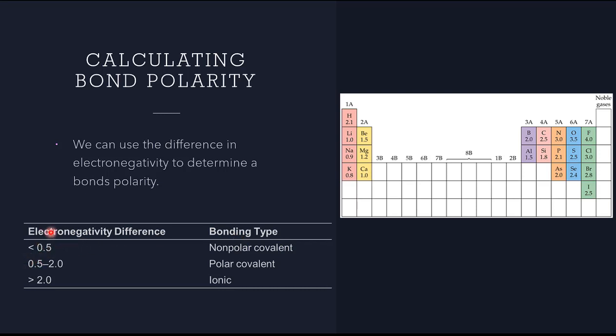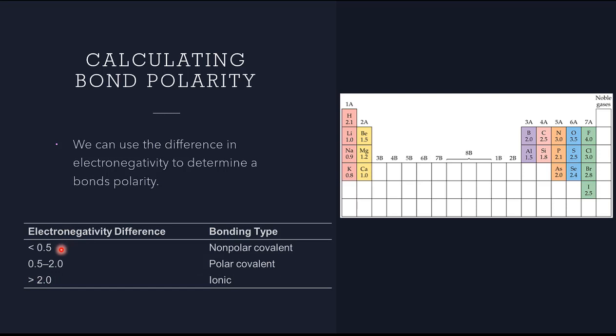However, if the electronegativity difference between the two atoms is between 0.5 and 2.0, then we say that it is polar covalent. So for example, if we take chlorine, which is 3.0, minus hydrogen's 2.1, we are going to end up with a value of 1.9, which is between these two values. Therefore, we would define it as polar covalent.